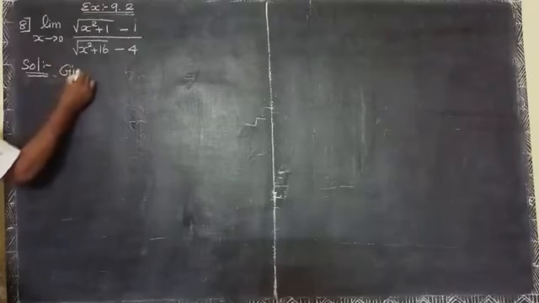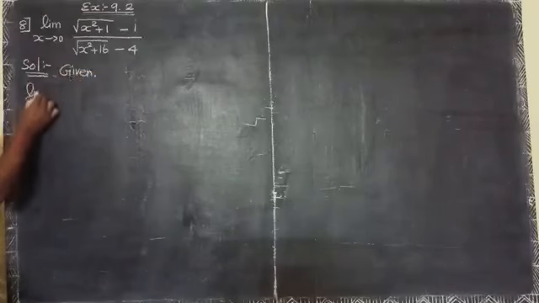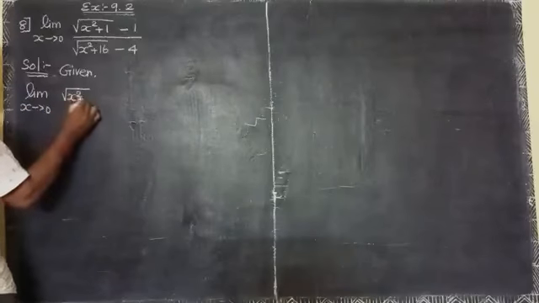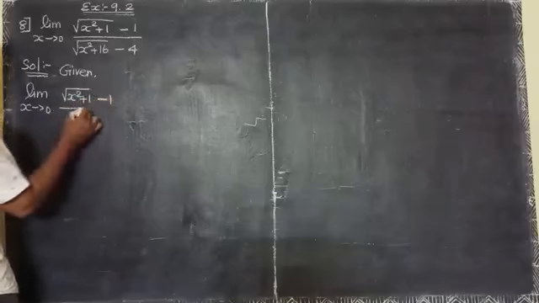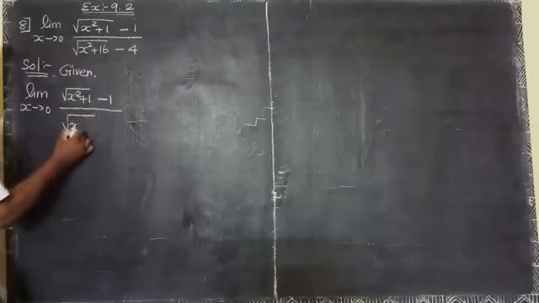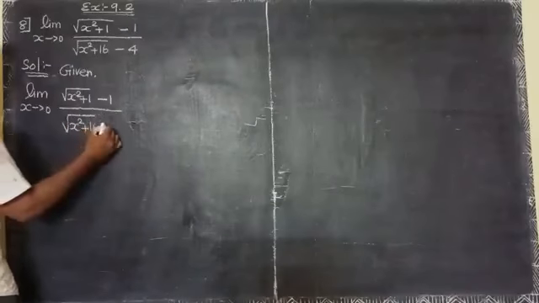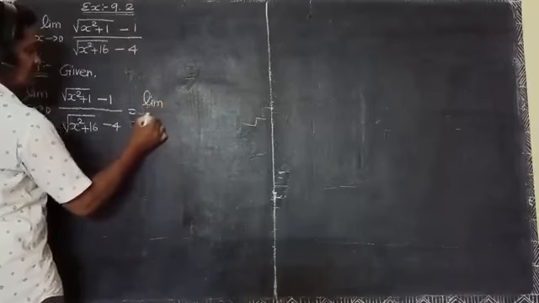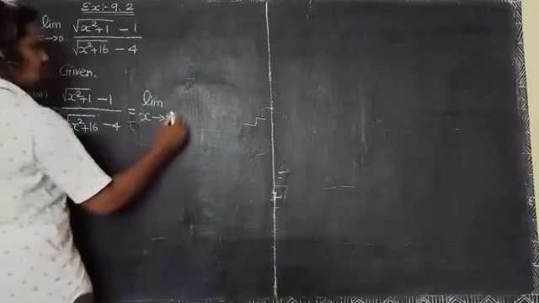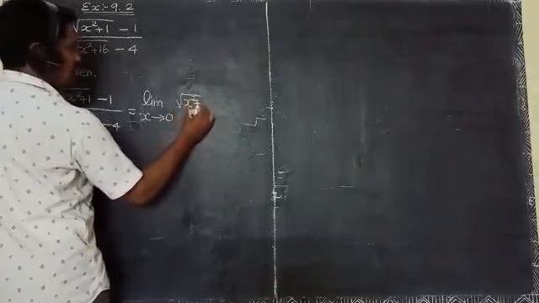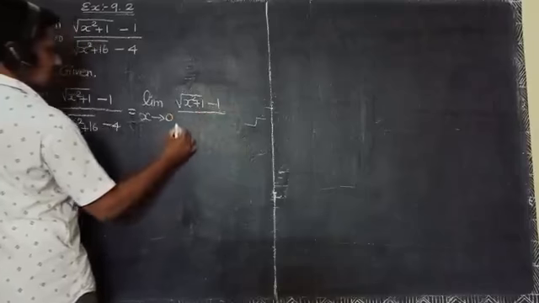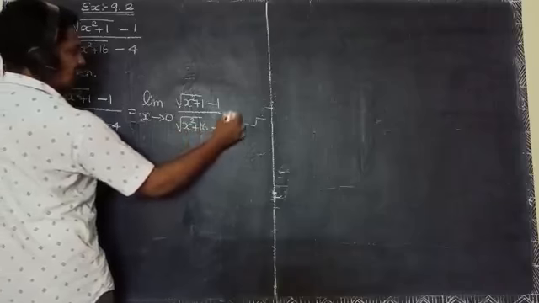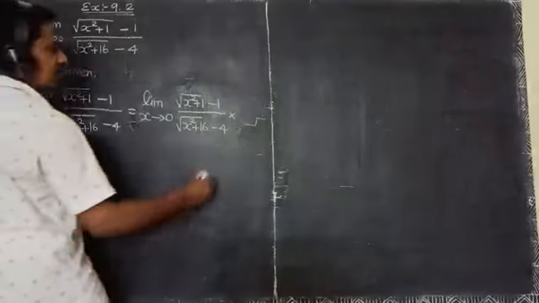Given the limit as x approaches 0 of (square root of x square plus 1 minus 1) divided by (square root of x square plus 16 minus 4), which is equal to the limit as x approaches 0 of the numerator x square plus 1 minus 1 divided by square root of x square plus 16 minus 4. Take the conjugate of the numerator and denominator.